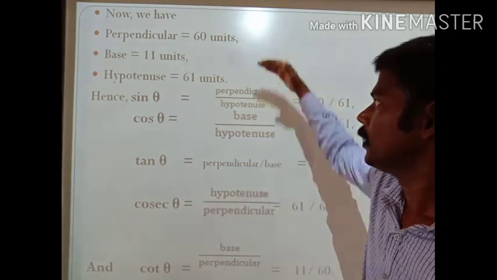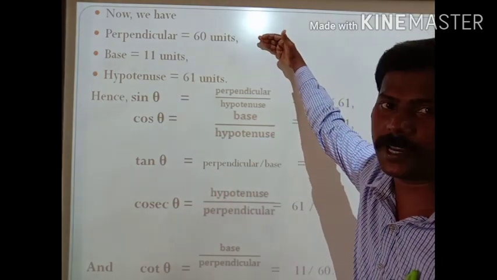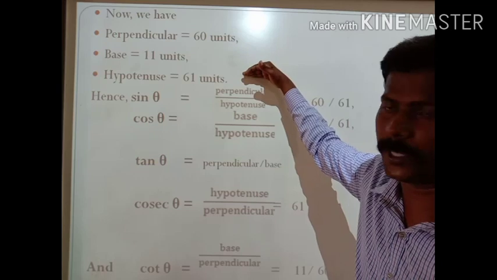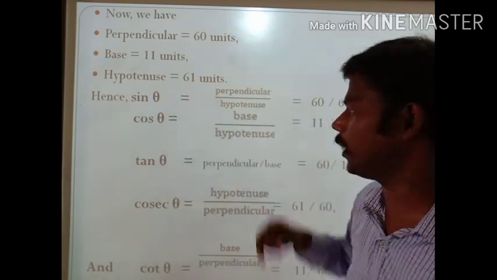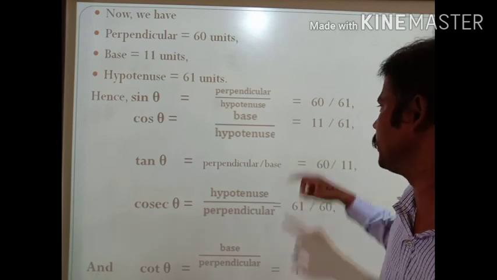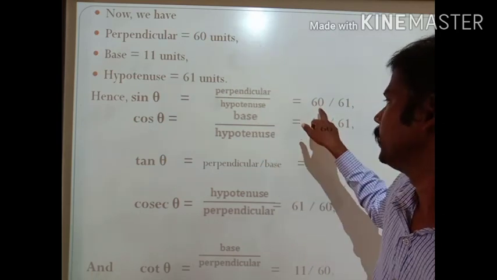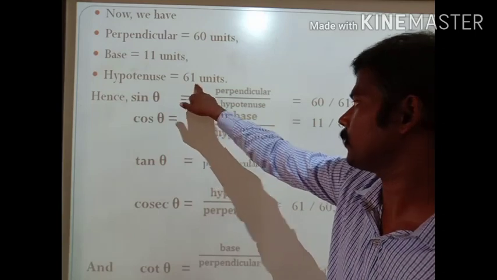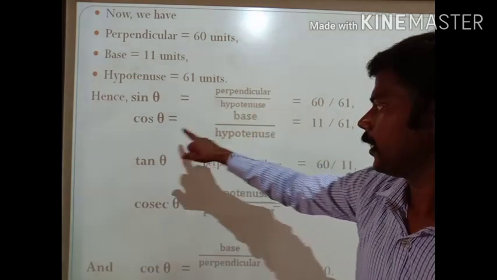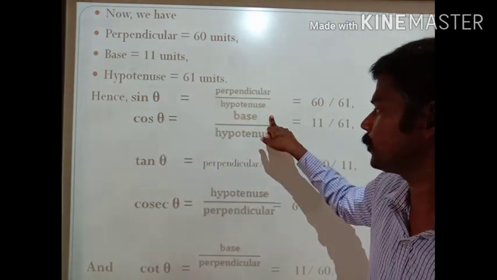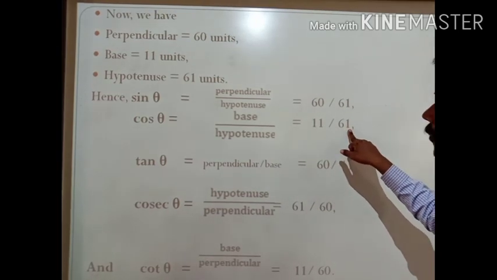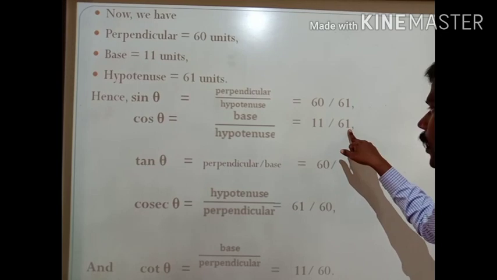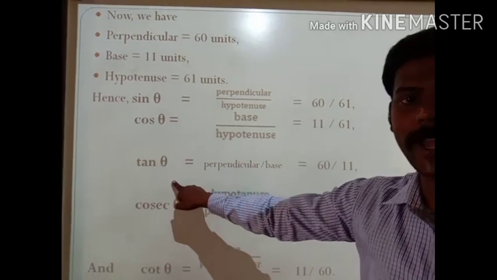Come to our point. Now we have 3 values: perpendicular, base, hypotenuse. According to trigonometric ratio definitions, sin theta equal to what? Perpendicular by hypotenuse. What is the perpendicular value? 60. What is the hypotenuse value? 61. Next, cos theta, base by hypotenuse. What is the base value? 11. What is the hypotenuse value? 61.